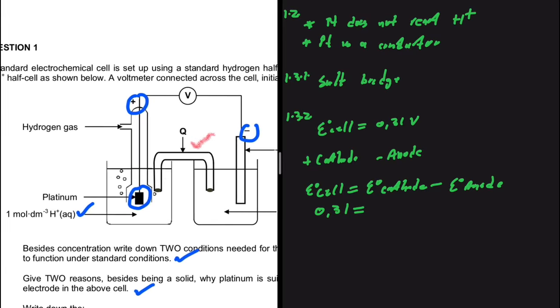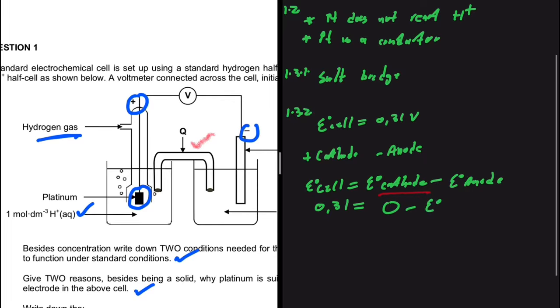The potential at the cathode is the potential of the hydrogen gas, as we can clearly see that it is at the positive terminal. So we're going to have 0. If you look at your table for standard reduction potentials, the potential of hydrogen gas is 0 minus the potential at the anode, which happens to be X. If you go ahead and find the reduction potential of X, you're going to realize that it is equal to minus 0.31 volts.